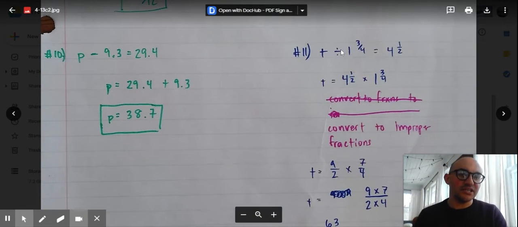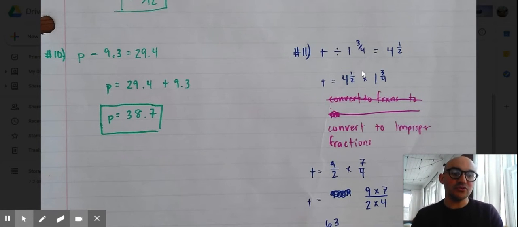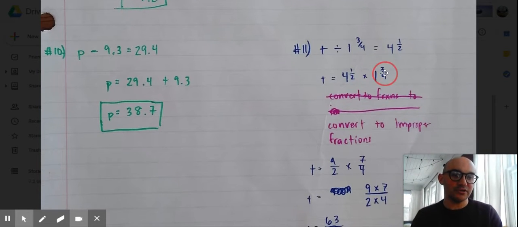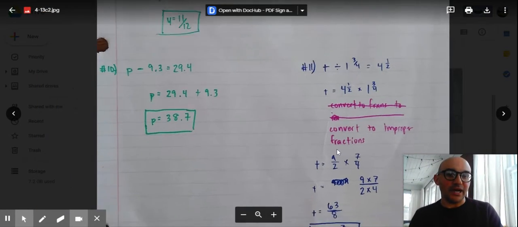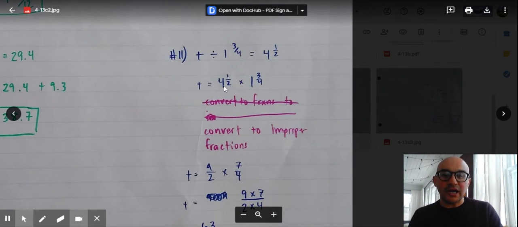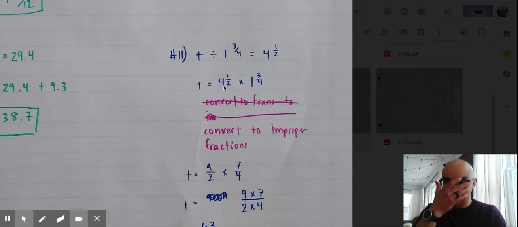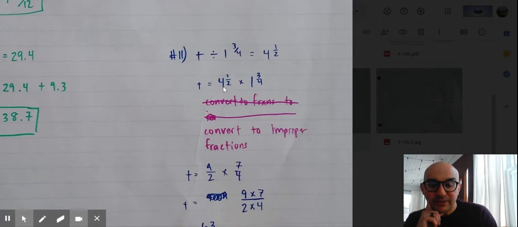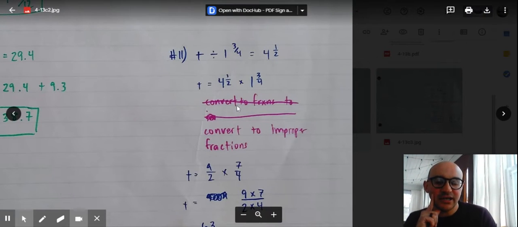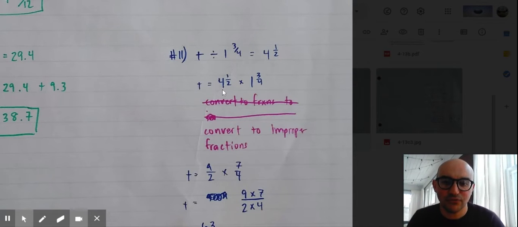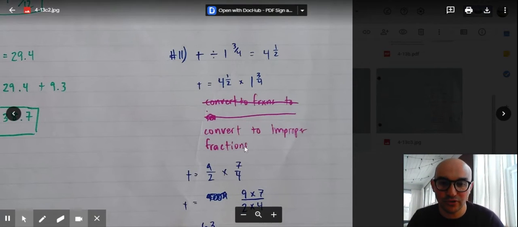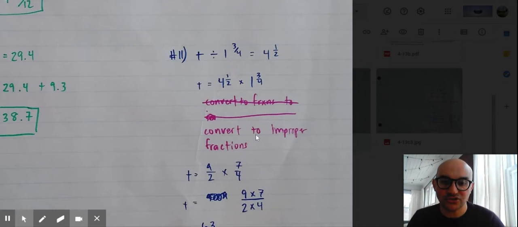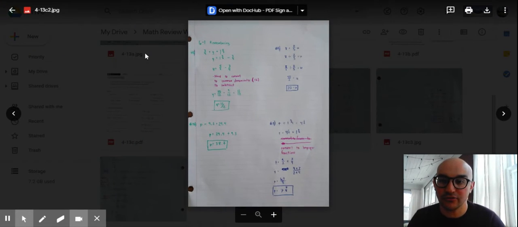Here, number 11, t is being divided by 1 3/4 to get this value 4.5. So I need to multiply by 1 3/4. Again, inverse operations. One common mistake that 6th graders make is, when you're about to multiply two mixed numbers, you need to convert these to improper fractions first. Otherwise, it's really easy to make some simple mistakes. So convert 4.5 to an improper fraction, convert 1 3/4 to an improper fraction, multiply straight across, and there you have it. So that's 8 through 11.